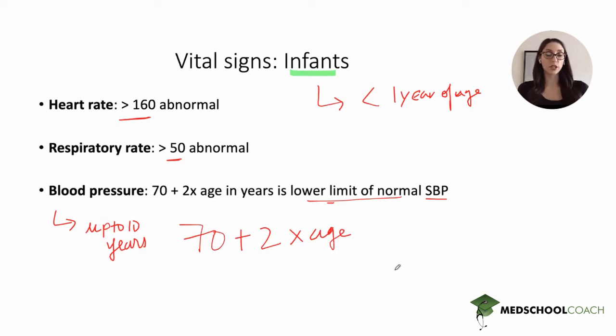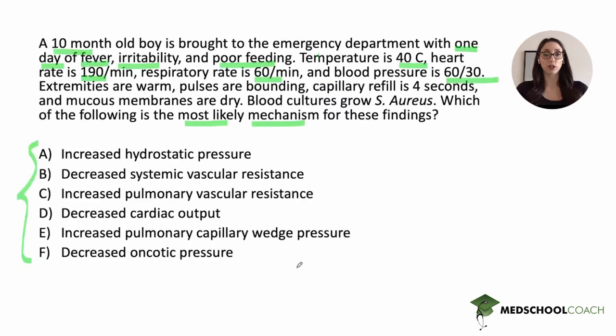So for our patient who was about 1 year old, we can use this rule of thumb and determine that the lower limit of normal for the systolic blood pressure would be about 70 plus 2 times 1, so about 72. So if you remember these 3 rules of thumb, you'll be able to tackle vital sign questions or interpret vital signs in any pediatrics question referring to infants. So let's look back at our question stem.